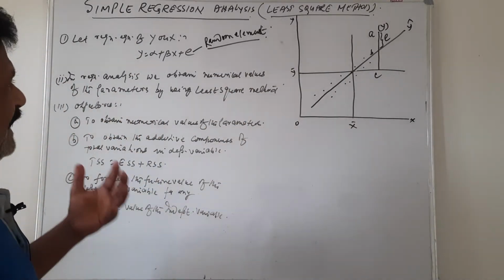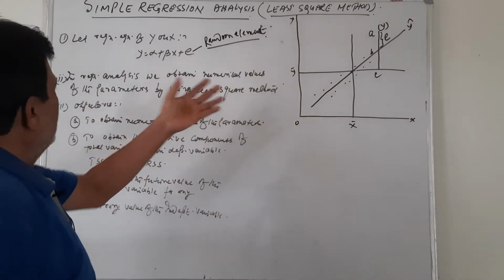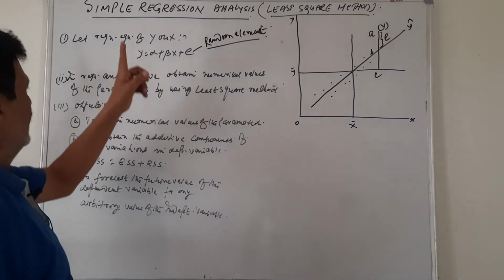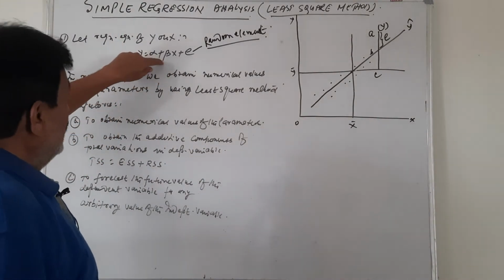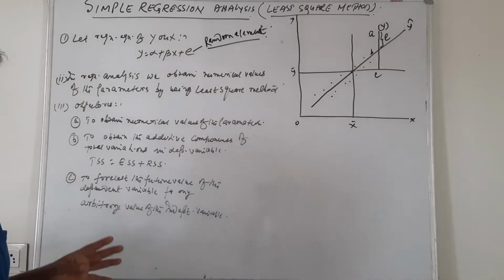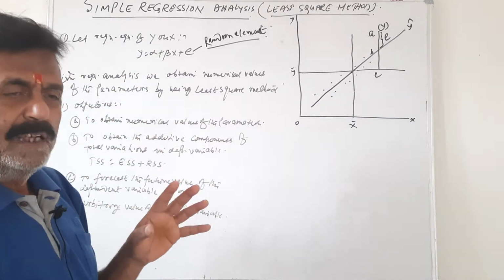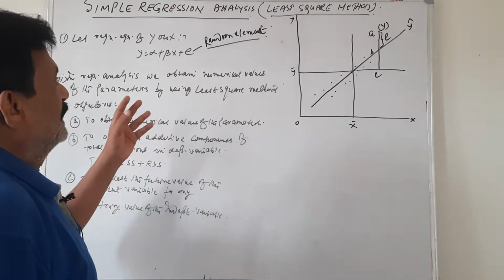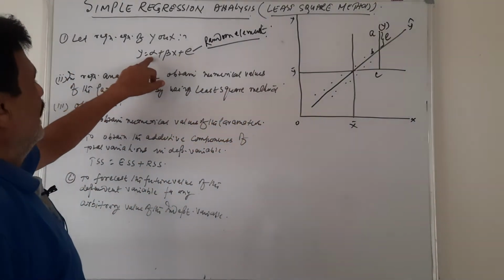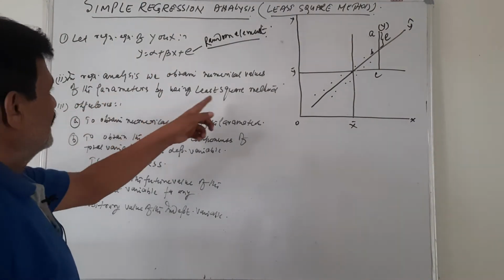Now, in regression analysis, what we are supposed to do is obtain numerical values of the parameters. These two are the parameters alpha and beta. The numerical values of alpha and beta would be found by using the least square method. There are various methods for obtaining the parameter estimates, but the most popular method is the least square method, which will be explained today itself. So, the numerical estimates of alpha and beta would be obtained by using the least square method.